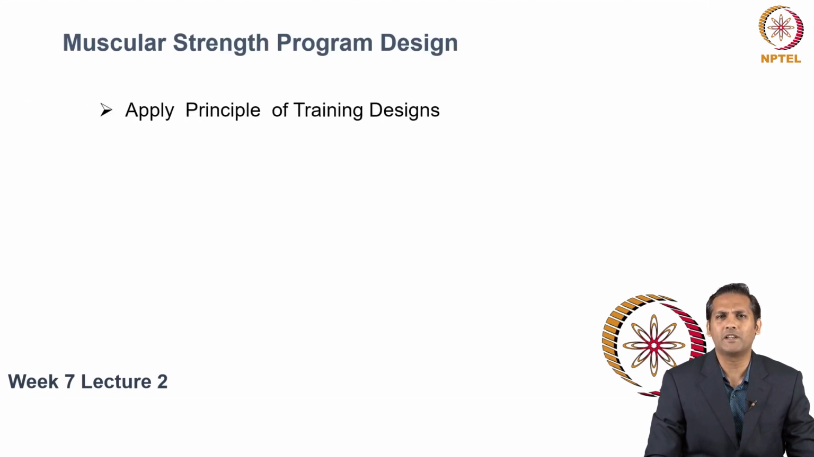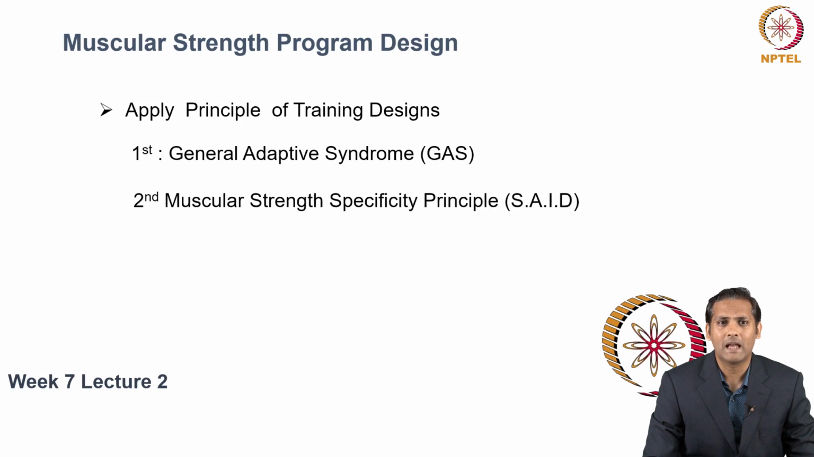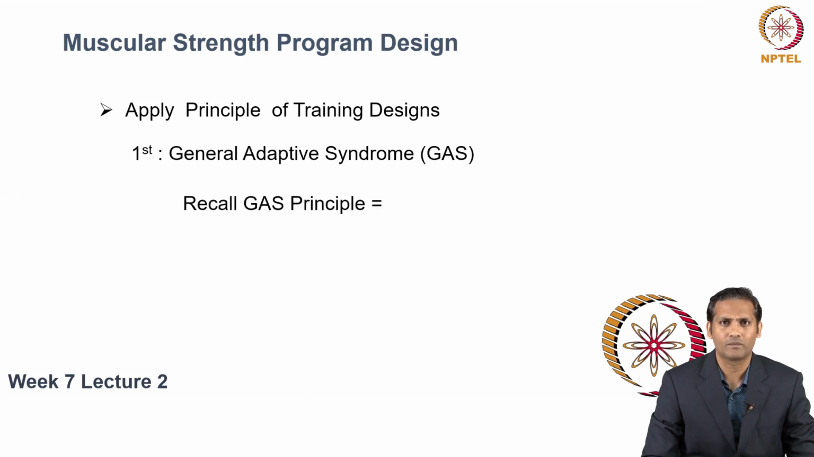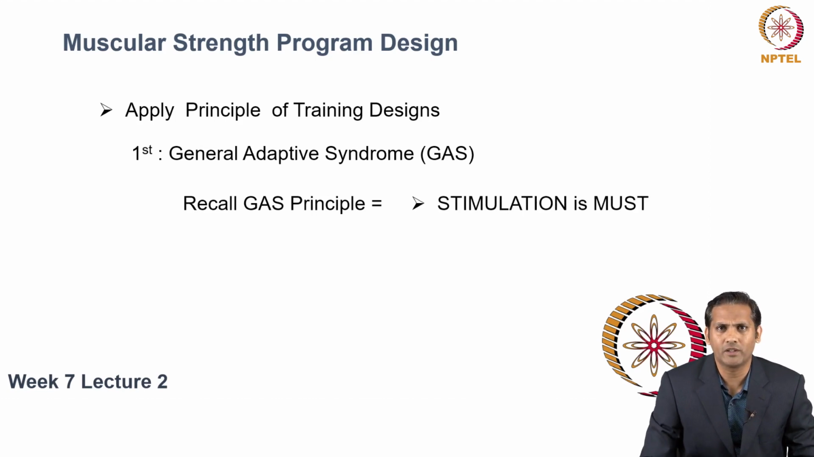Let's begin by recollecting the concepts that we need to consider before you design a program. These are the two principles of program design, that is the GAS principle and the principle of specificity. Let's begin with the application of the GAS principle in muscular strength program design. Recall the GAS principle. The first thing you should consider is giving a stimulation for a workout design.